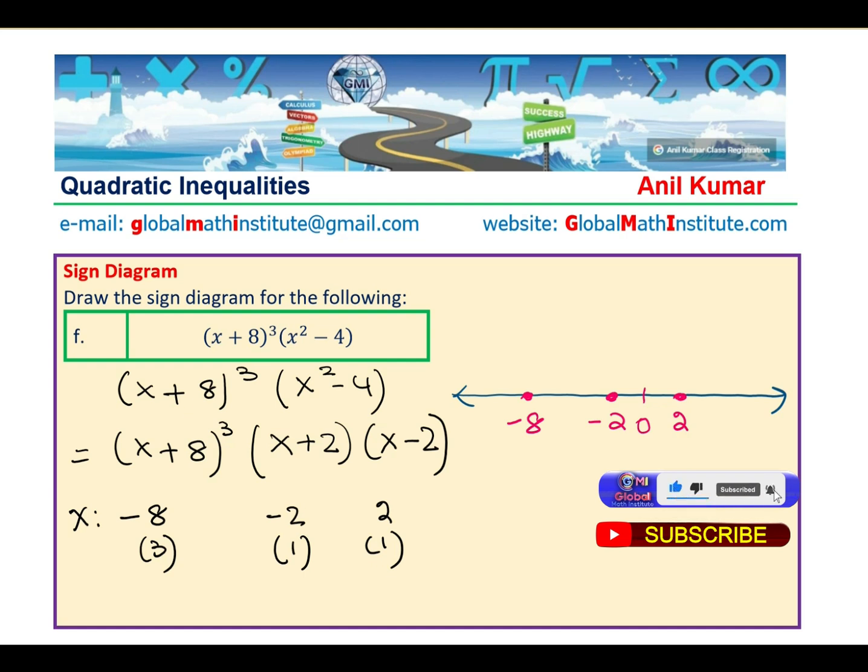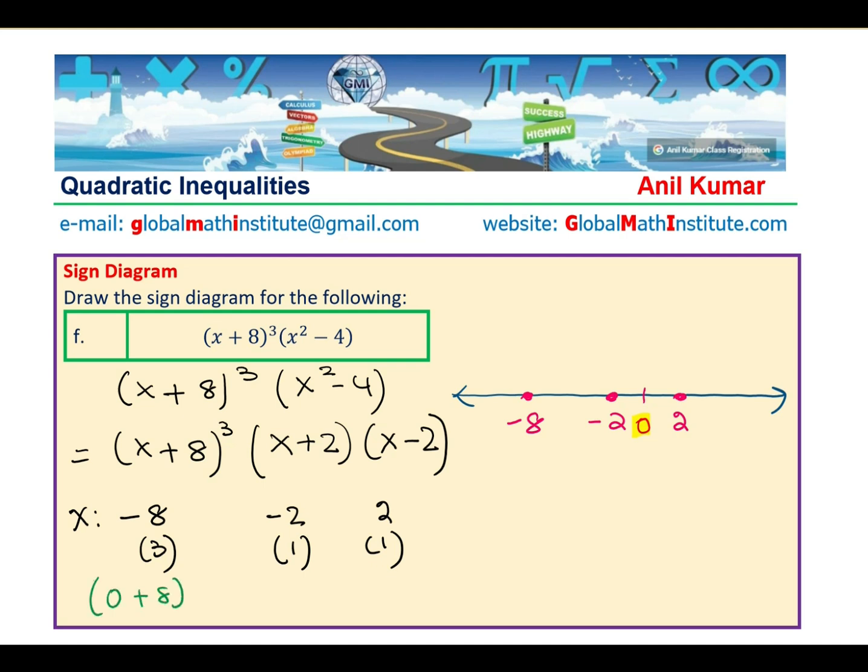Now, cubic is like linear. You get the whole idea, right? So let's check this value, 0 itself, which is within the interval minus 2 to 2. If I plug in 0, I get 0 plus 8 whole cube times 0 minus 4. Now, 8 cube is positive and this is negative, and therefore we get something which is less than 0. We don't really need the value. We need to know whether it is positive or negative. So here we get a negative sign.